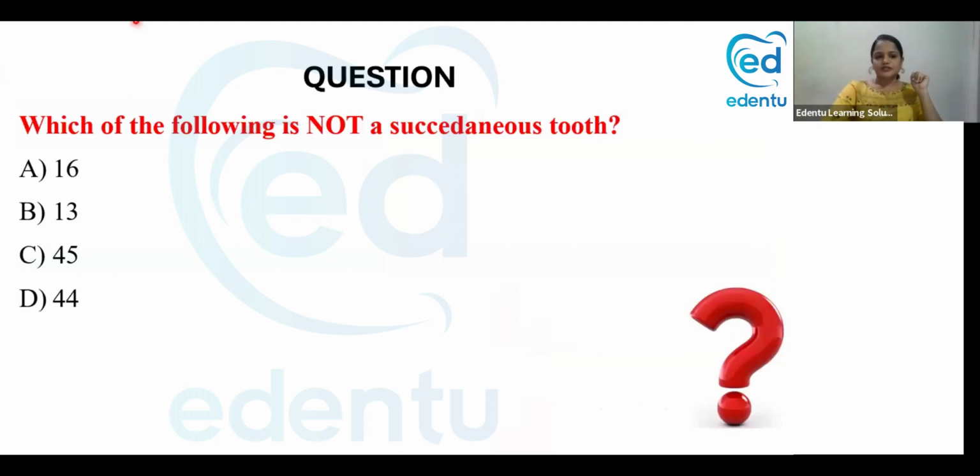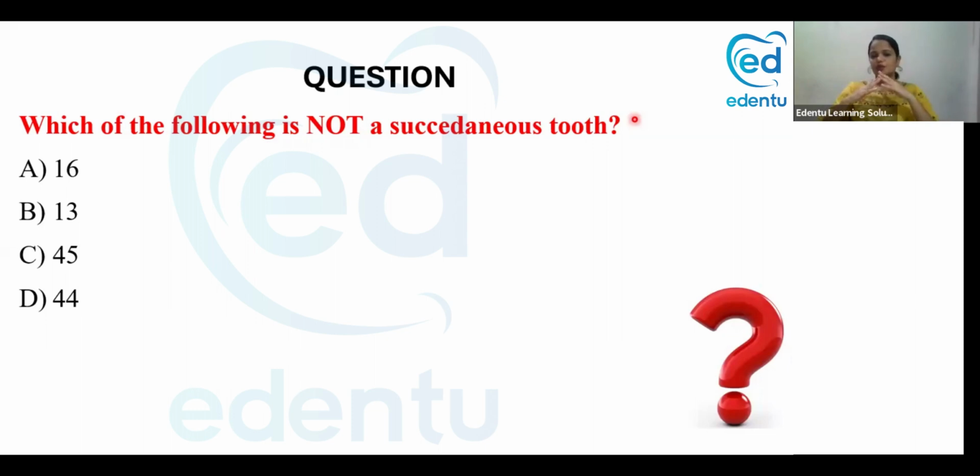Now moving on to the next question. Which of the following is not a succedaneous? Succedaneous teeth means teeth that have predecessors. Usually primary teeth will be there, then the primary teeth will shed, and in that place a permanent tooth will come. But in the non-succedaneous type, there will not be a predecessor present.